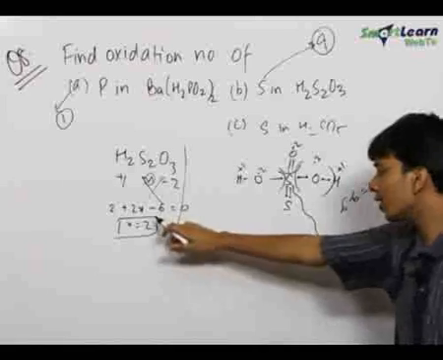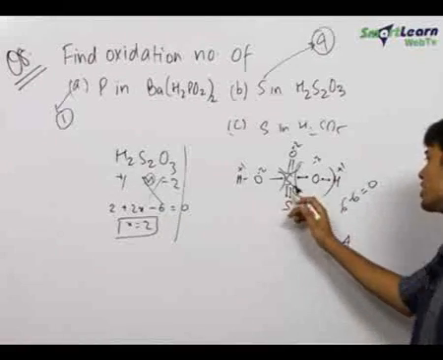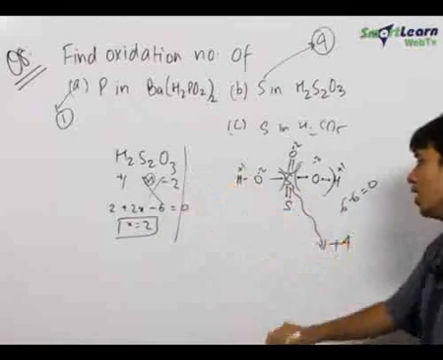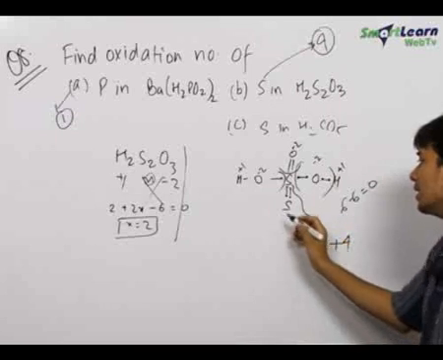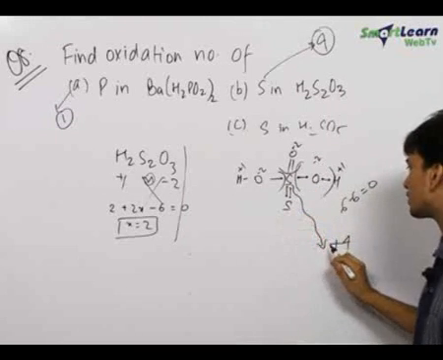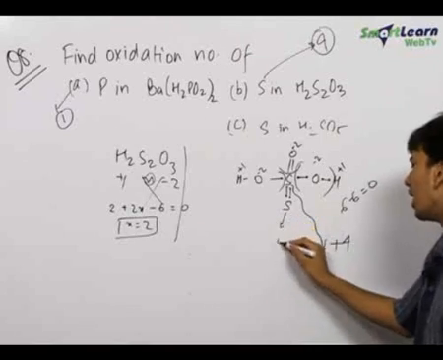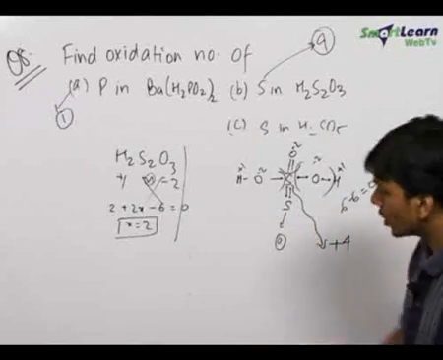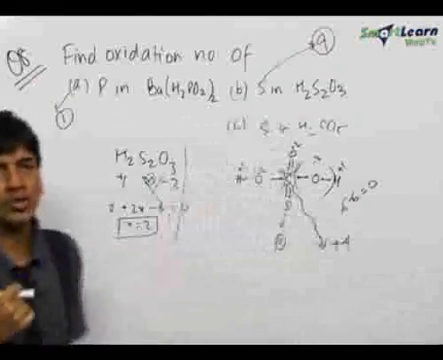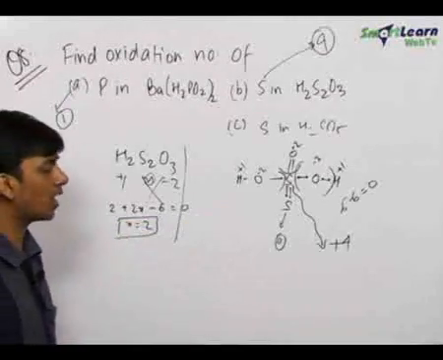The mistake which we were doing here is that we assumed the oxidation number of both the sulfur atoms to be same, which is not actually the case as we see here. The oxidation number of one of the sulfur atoms is 4, that is the central sulfur atom is 4, and the oxidation number of the other sulfur atom is 0. So in such doubtful cases, you should always draw the structure and find out the oxidation number.